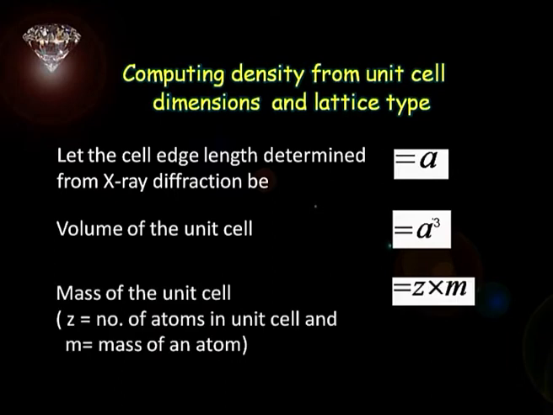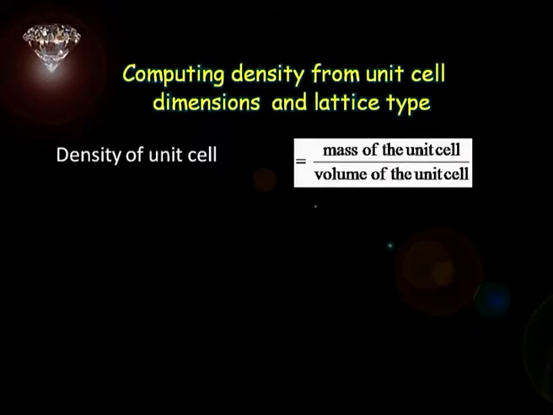If I look at the mass of the unit cell, the mass of the unit cell will be equal to Z into m, where Z is the number of atoms in the unit cell, which could be 1, 2 or 4, depending on whether it is a simple cubic, body centered cubic or face centered cubic unit cell, and m is the mass of one atom. So, Z into m is the mass of the unit cell, and density is nothing but mass per unit volume.